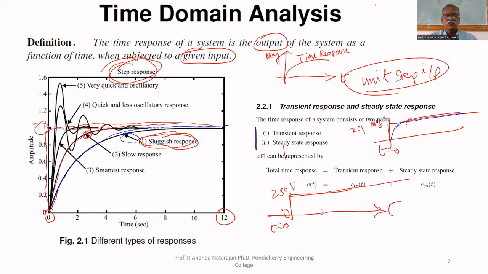The second one is a slow response. The third one further quickly reaches the final value. It reaches the final value quickly.